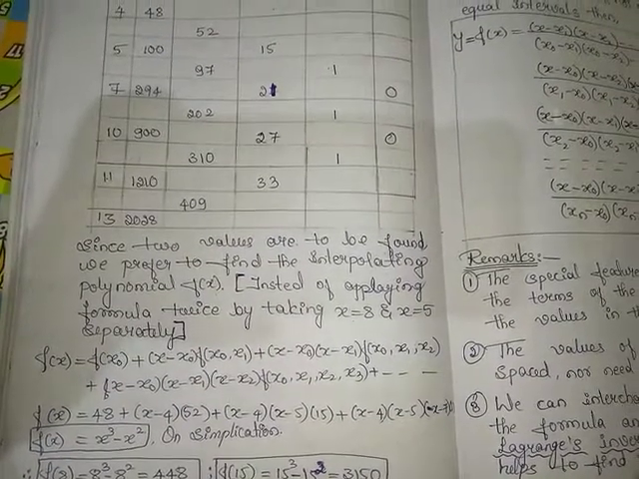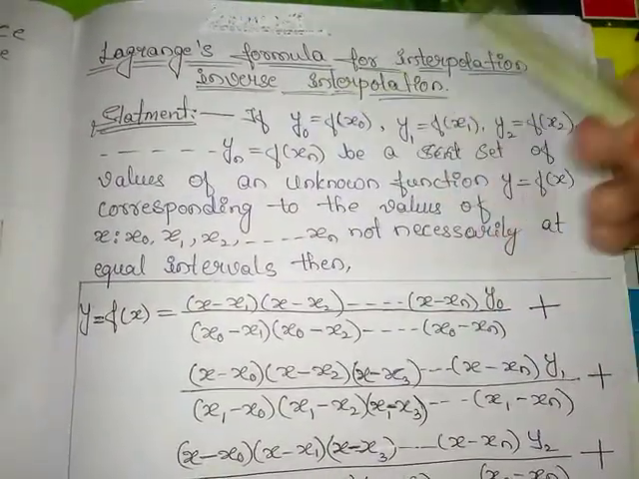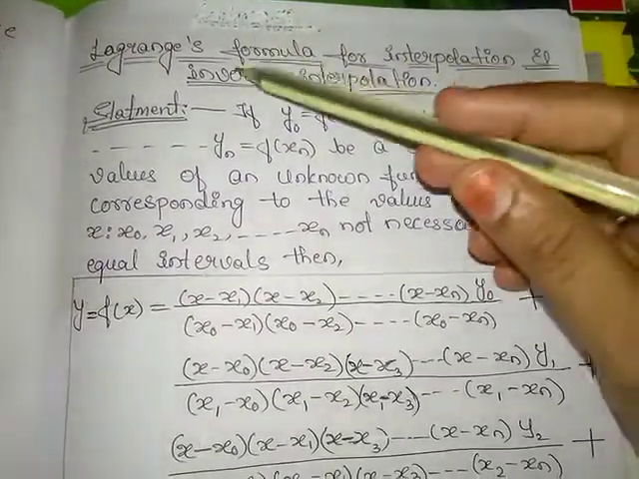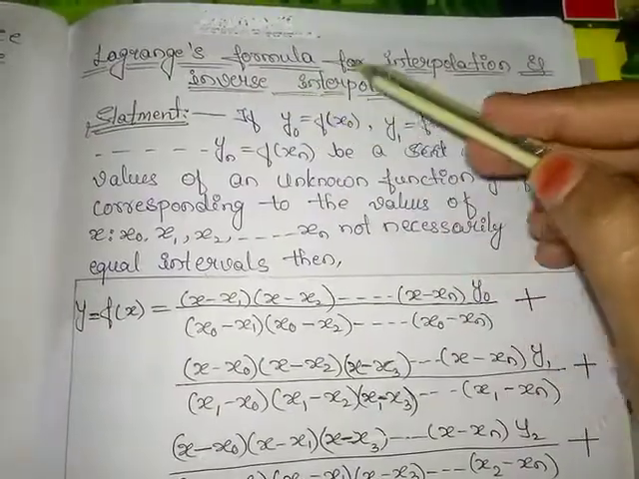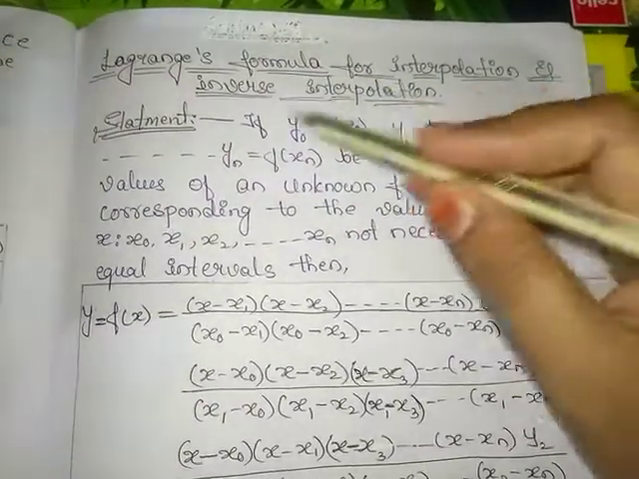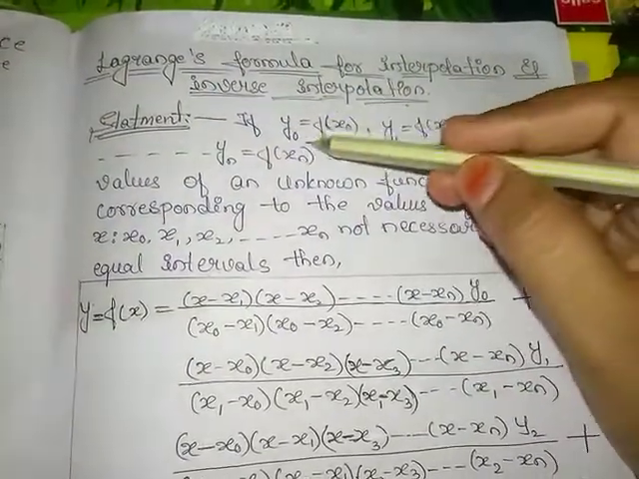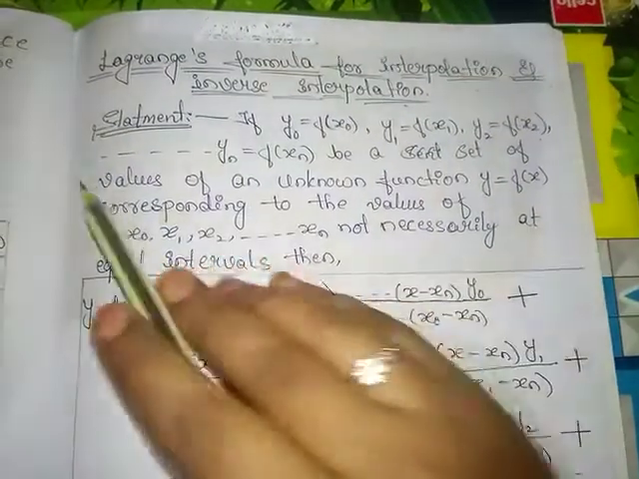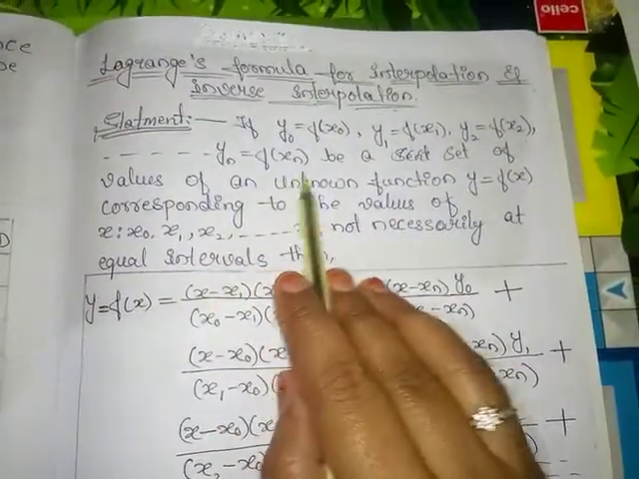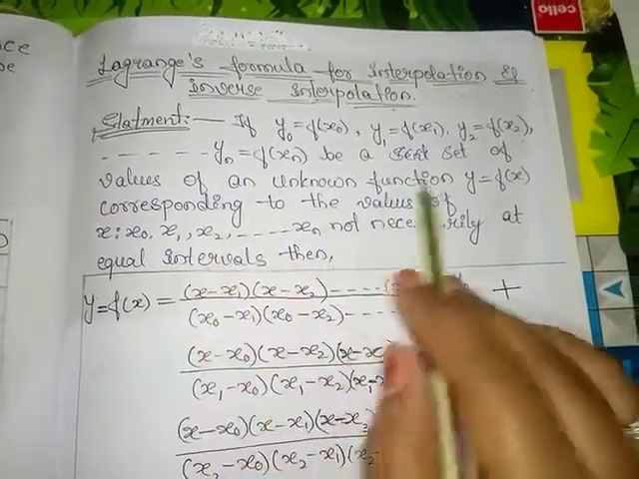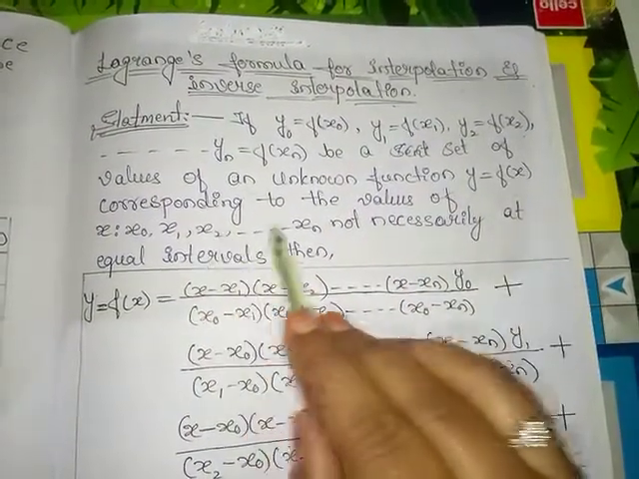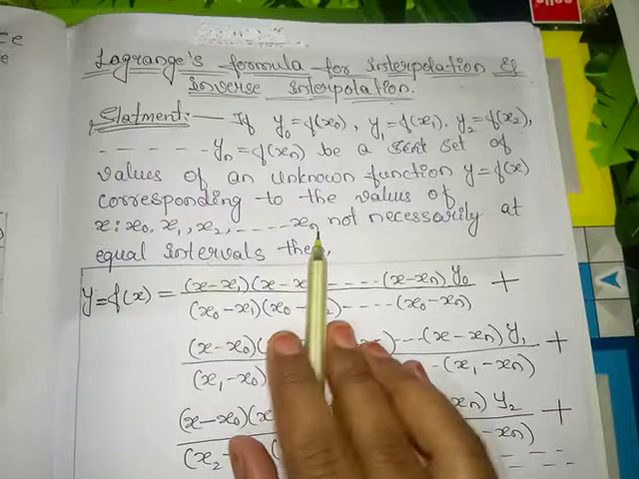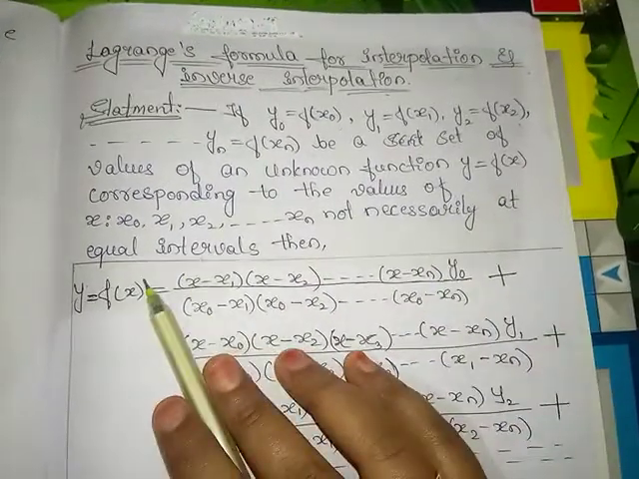The next concept is Lagrange's formula for interpolation and inverse interpolation. Next method is Lagrange's method. Lagrange's formula for interpolation and inverse interpolation. Statement: if y0 is equal to f of x0, y1 is equal to f of x1, y2 is equal to f of x2, and so on to yn is equal to f of xn, be a set of values of an unknown function y is equal to f of x corresponding to the values of x, where x values are x0, x1, x2, so on to xn, not necessarily at equal intervals.